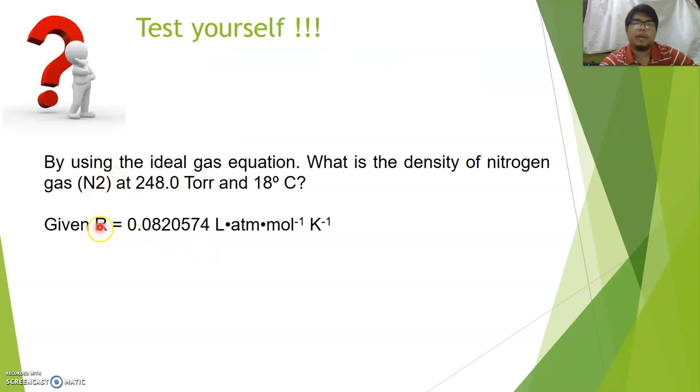You can test yourself by using the ideal gas equation to solve this problem, where the Rydberg constant R equals 0.0820574. You can use this value as your gas constant.